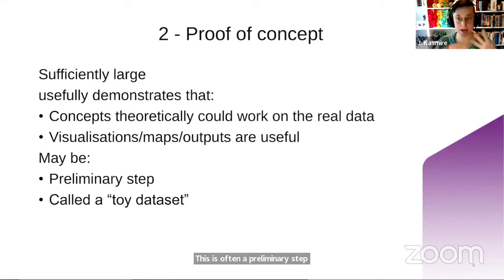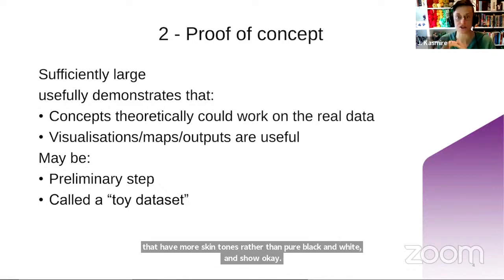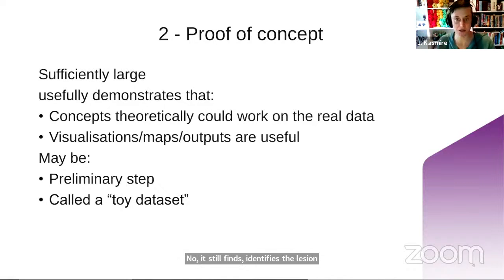So we might, for example, going back to the skin lesions AI method, create a toy data set that has absolute black and white fields, and the black fields are a varying roundness and things. And you can show that your AI can learn to distinguish not only the size and the roundness of your mocked up synthetic lesions. You might then develop it on additional toy data sets that have more skin tones rather than pure black and white, and show, okay, it still identifies the lesion, categorizes it by size and shape or something like that. Those are toy data sets.